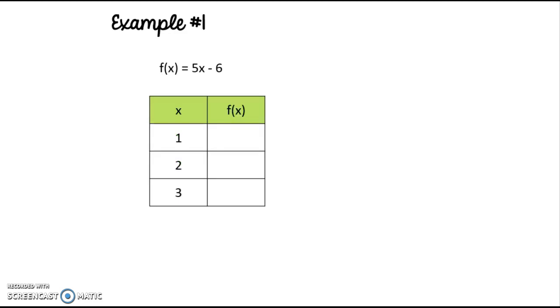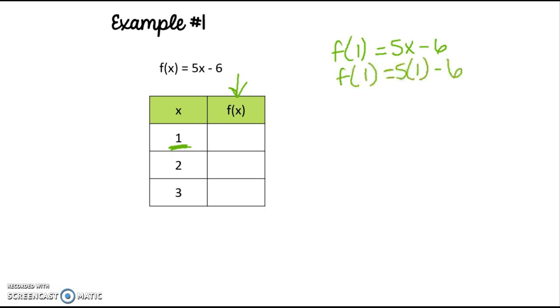All right, so how we solve for a table. So sometimes you'll be given a table and asked to fill in the f of x column. It's that same thing we just did. We're going to use each of the x values. So I'm going to use f of 1, plug that in for x, and solve for that f of x. So f of 1 equals 5 minus 6. So f of 1 is equal to -1.